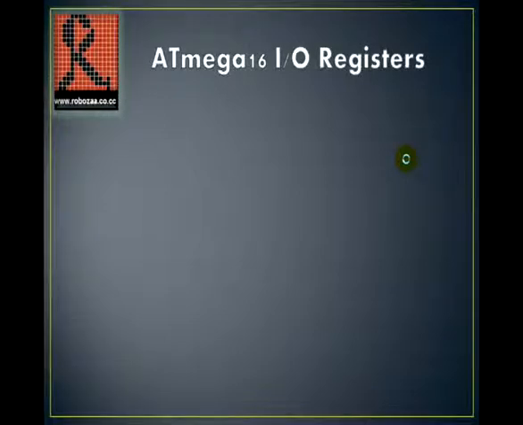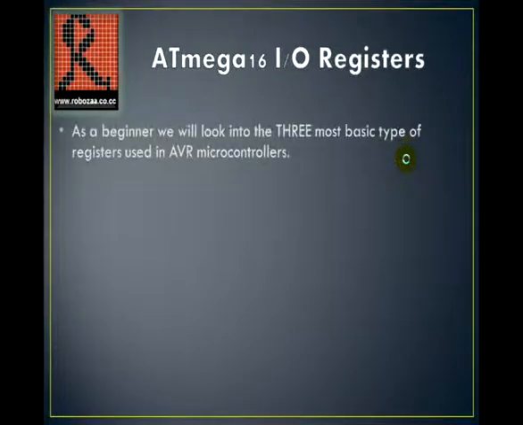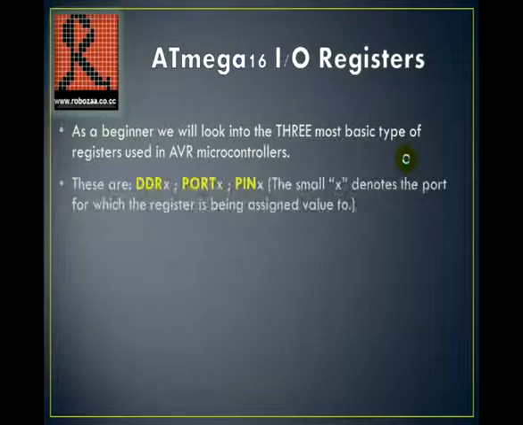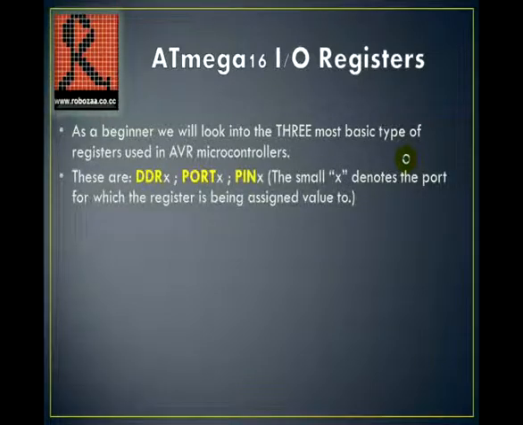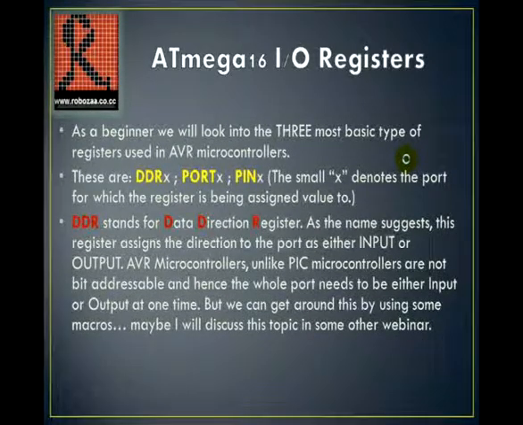Okay, now that we know about ATmega16, let's see its IO registers. As a beginner, we'll look into the 3 basic types of IO registers that are used in AVR microcontrollers. These are DDR, PORT and PIN. DDR stands for Data Direction Register, and as the name suggests, this register defines the input or output behavior of a port. But remember that unlike PIC microcontrollers, AVR microcontrollers are not bit addressable.